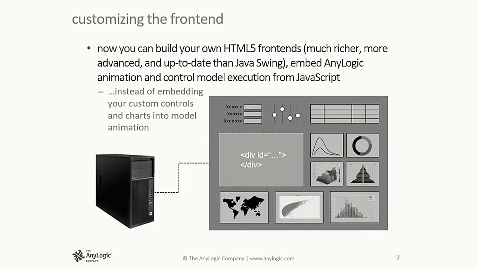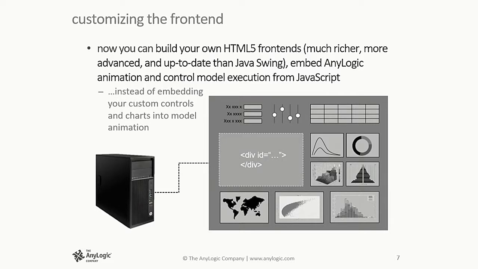Okay. Another foreseeable question, especially from those who build sophisticated front ends: so what do we do now? Previously, advanced modelers were incorporating their custom controls, custom charts, etc. into the Java Swing front end. So they were inserting the scenario logic and scenario controls into the AnyLogic animation, which we think is not exactly the right way of approaching this.